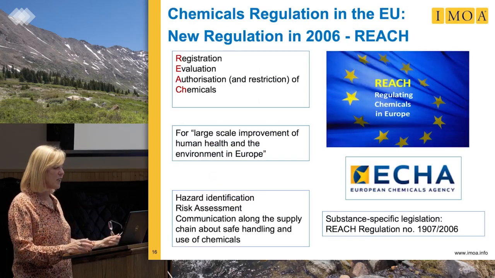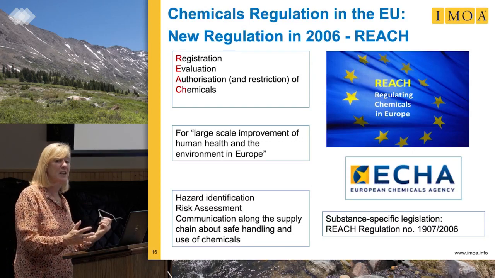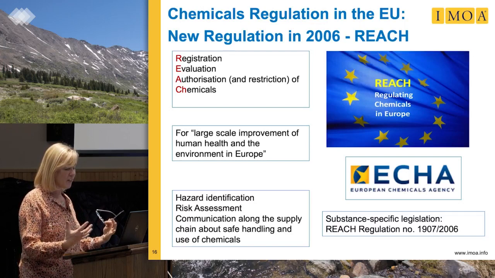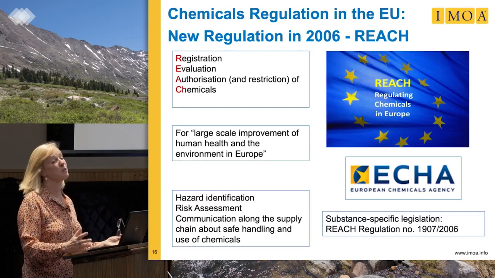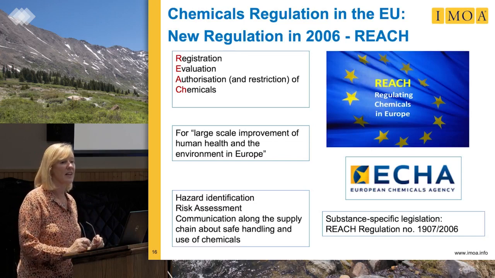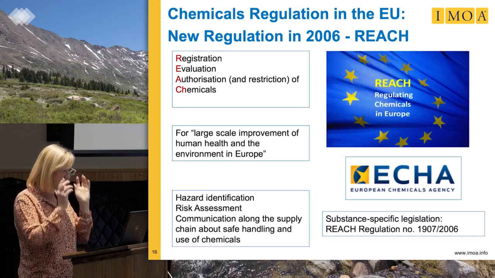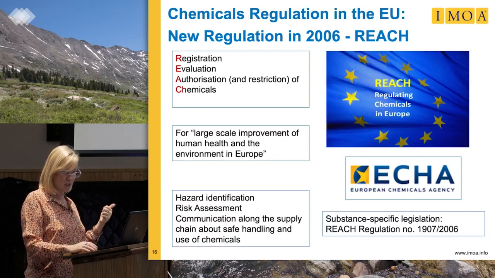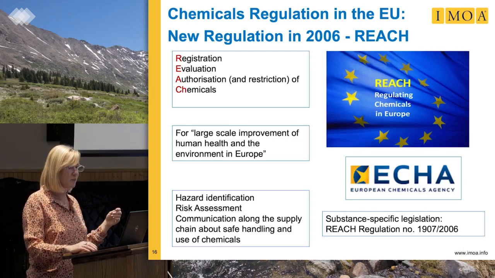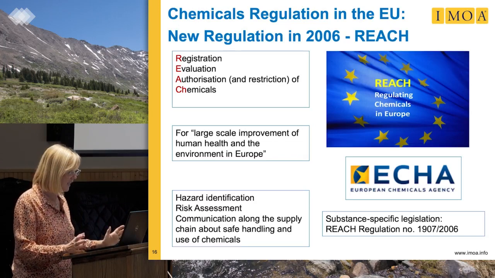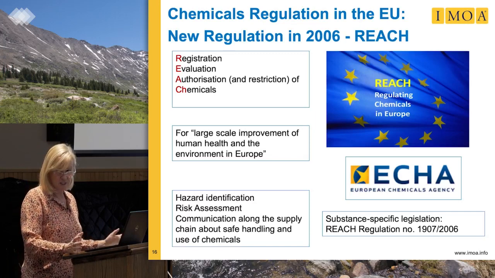So all this really prompted, and this is just to explain the background of why we were generating data, we had a whole very significant program to generate data in the EU, and that's because they introduced a chemical regulation called REACH, and it's an acronym. It means registration of chemicals, evaluation of them, authorization of them, and restriction of chemicals. And it was brought in for the large-scale improvement of human health and the environment in Europe.